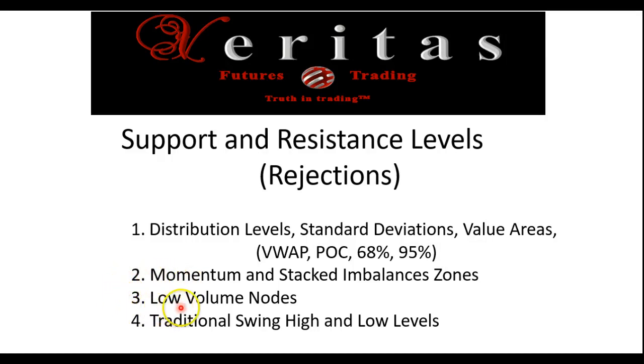Then we'll talk a little bit about low volume nodes, and then we'll talk about traditional swing high and swing low levels that also act as support and resistance. Bob uses a 60-minute or a 240 for those kinds of levels, and I'll show you what the concept is on a 5-minute chart.